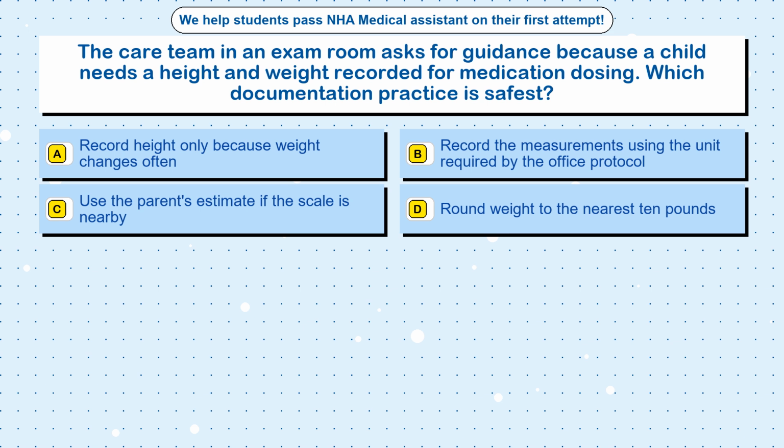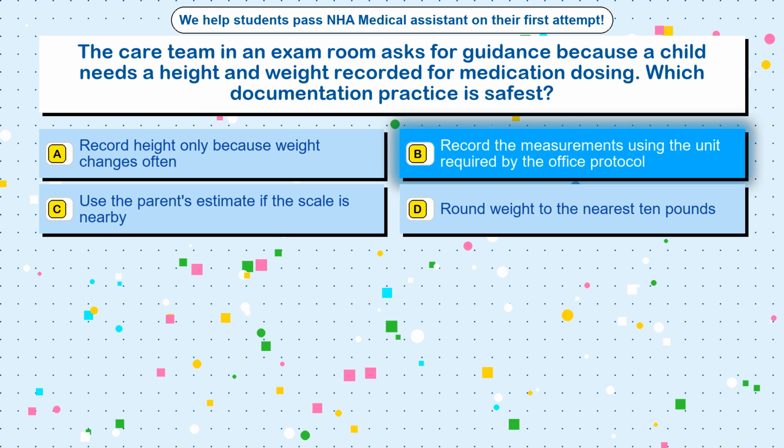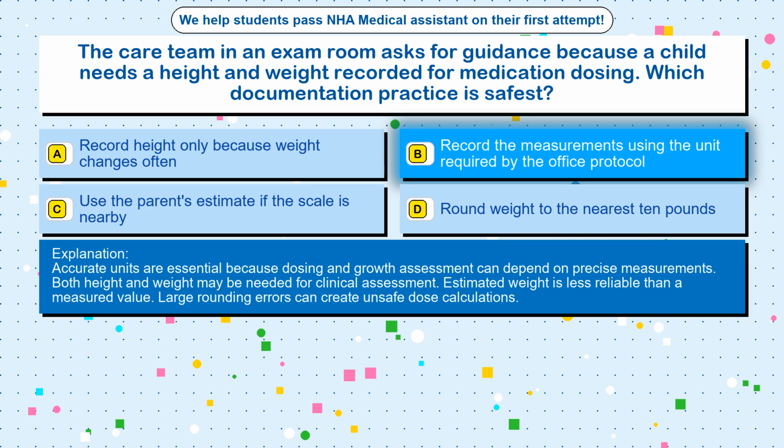Option D, round weight to the nearest 10 pounds. The correct answer is option B. Record the measurements using the unit required by the office protocol. Accurate units are essential because dosing and growth assessment can depend on precise measurements. Both height and weight may be needed for clinical assessment. Estimated weight is less reliable than a measured value. Large rounding errors can create unsafe dose calculations.